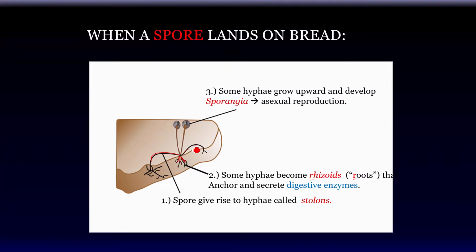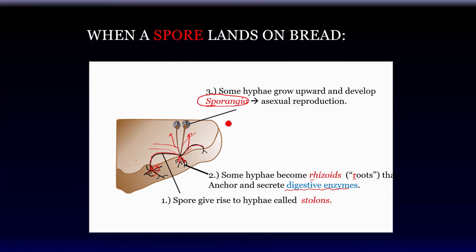So some of these hyphae dig deep, and some of them grow laterally like this on the surface of the bread. So the ones that dig deep into their medium, the bread in this case, are called rhizoids, and they anchor the plant, and they secrete the digestive enzymes, as we talked about before, and they get the nutrition from the bread. Now, some other of these hyphae grow upward like this, and they develop into sporangia.